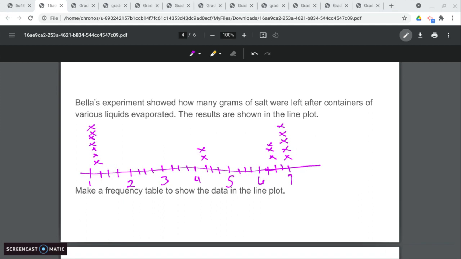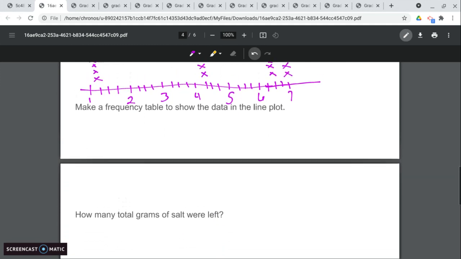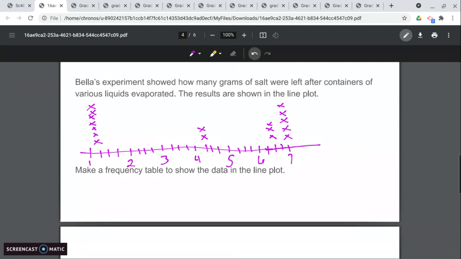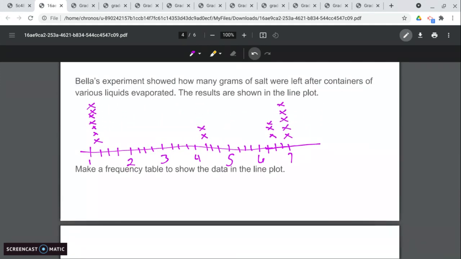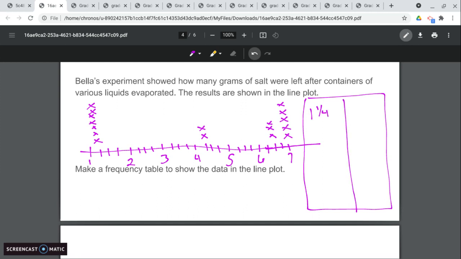So it's amount of salt and the grams are at the bottom. So we've got a lot of them for 1 1/4. We've got 4 1/4, 6 1/2, and 7. So if we make a frequency table to show the data in the line plot, our frequency table, we're going to have 1 1/4. And there are 1, 2, 3, 4, 5, 6, 7 of them.